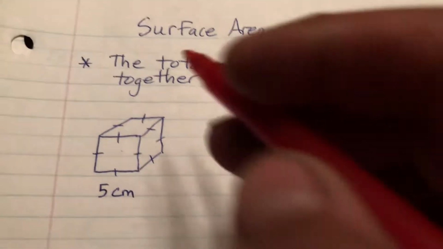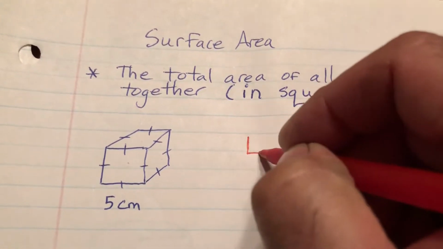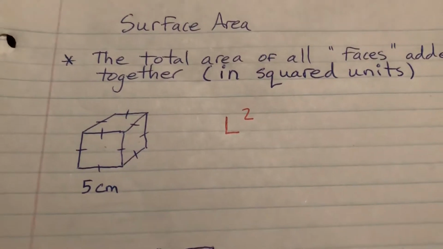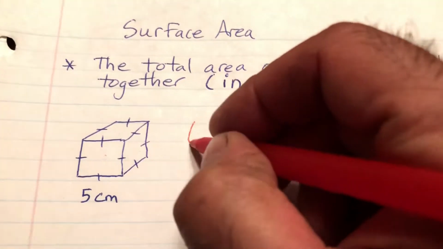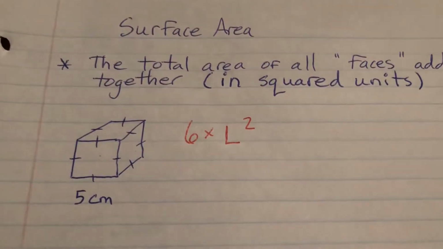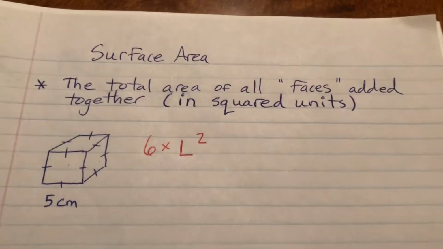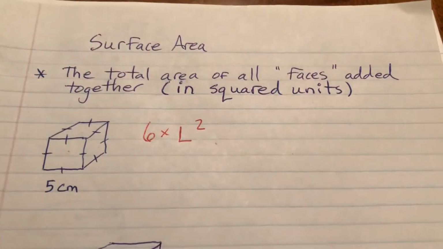So one face is L squared. That's the formula for the area of a square. But since we have 6 sides, we will use the formula 6 times L squared. So surface area of a cube is really simple because we follow this formula.